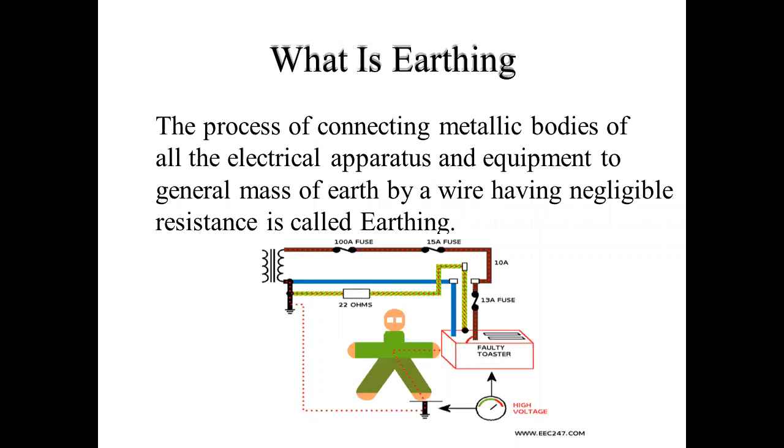In the first slide, we'll discuss what is earthing. The definition states that it is the process of connecting the metallic bodies of all the electrical apparatus and equipments to the general mass of earth by a wire having negligible resistance is called earthing. We are using many electrical apparatus and equipments in domestic, commercial or industries. By connecting all the metallic bodies of the equipments to the earth with the help of an earth wire having negligible resistance, this process we call earthing.